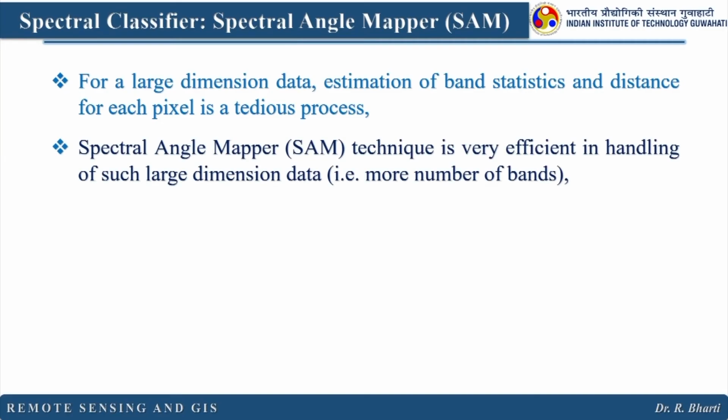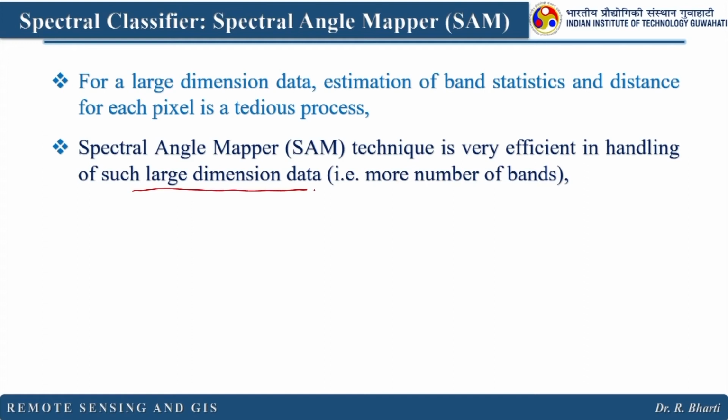The spectral angle mapper technique is very efficient in handling such large dimension data, that is, a large number of bands, right. Here we have even applied the minimum noise fraction to identify the inherent dimensionality, and we have removed bands; let us say, out of 300 input bands, we selected only 200 for our processing to derive the end member and to classify this particular image. But still 200 is not less. So, that is why we call it large dimension data.